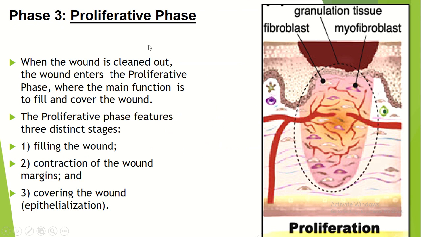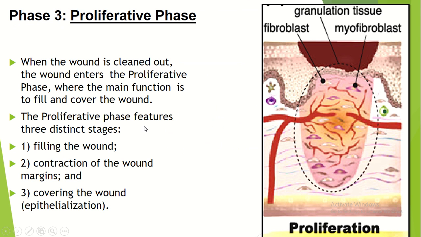The third phase is the proliferative phase. When the wound is cleaned out, the wound enters the proliferative phase, where the main function is to fill and cover the wound. Everything has been cleared and it is set for the growing of new tissues. That happens in this proliferative phase, so covering of the wound should be done.